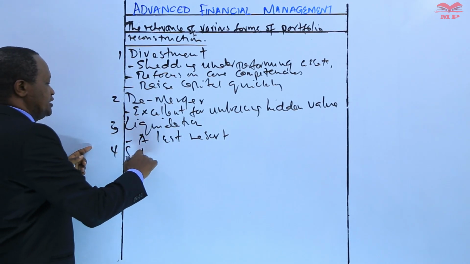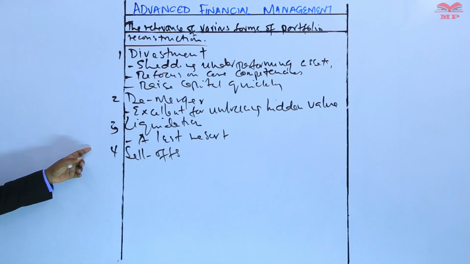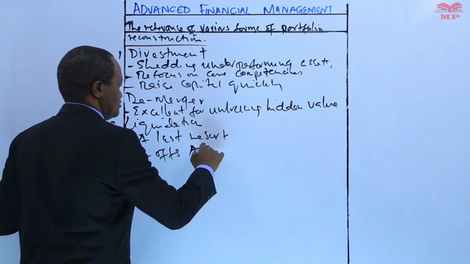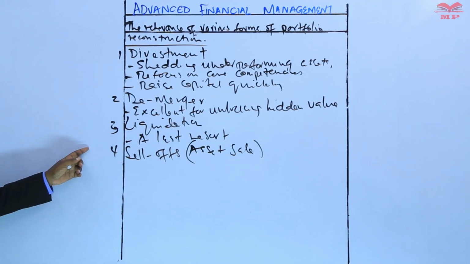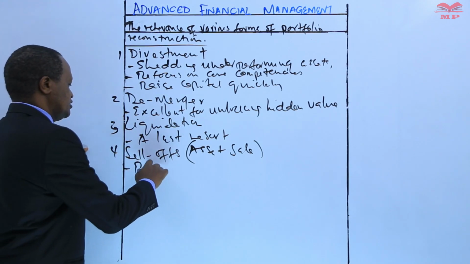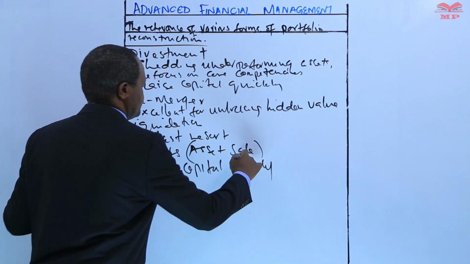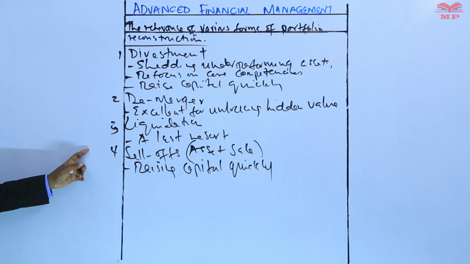Fourth, sell-offs. Sell-offs is another form of portfolio reconstruction, or what we call asset sale. Sell-off or asset sale is a flexible tool for quickly raising capital. That is the relevance of sell-off. Raising capital quickly, streamlining operations, and also adjusting to changing market conditions.